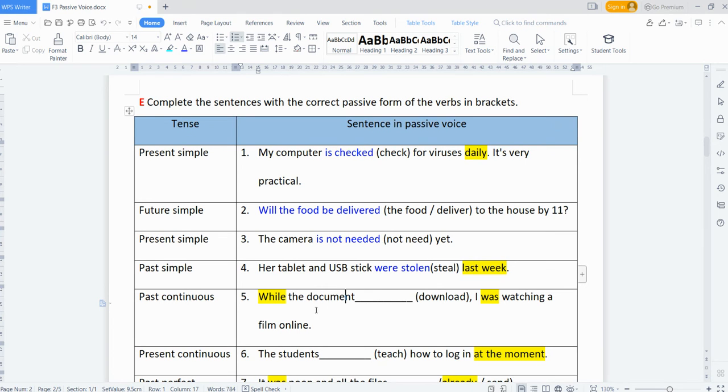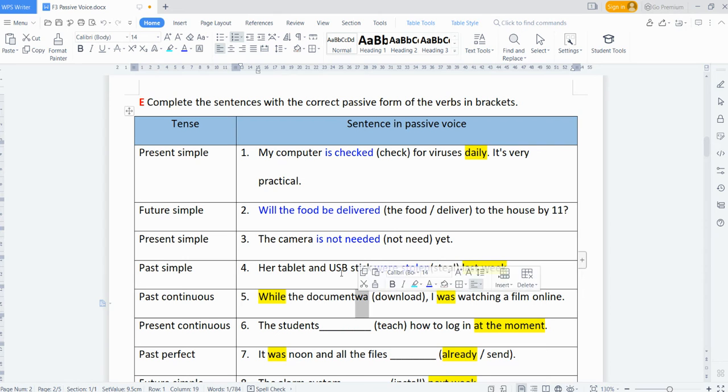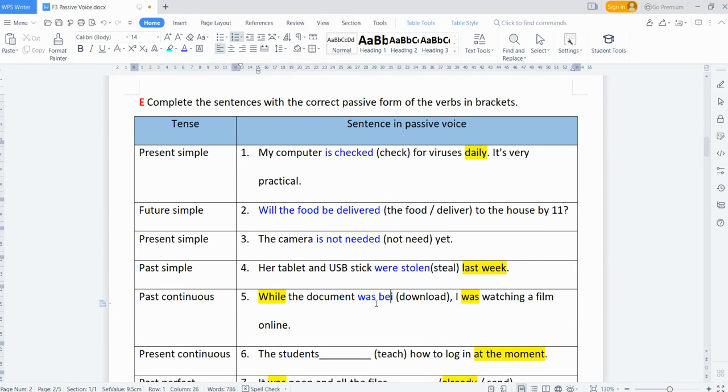Okay, next. Number five. While the document I was watching a film online. So these two things happen at the same time. Okay, while the document, there's only one document. And then you know that it's in past continuous. Okay, sebab was watching ni past continuous. So kita kata while the document was being. Kenapa was? Sebab dokumen tu satu je. So kita kata was. Was being apa? Past participle for download is downloaded. Was being downloaded.